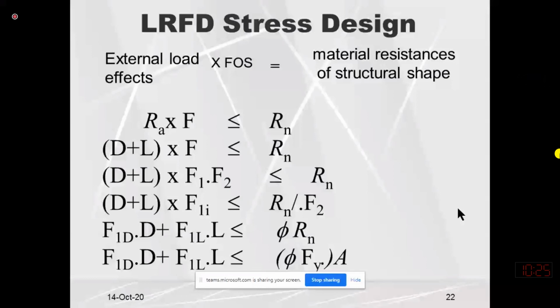So I was just explaining that in ASD, actually we are having a single factor of safety. And the factor of safety we bring on the right hand side, and the resistance of the structural shape is divided by the factor of safety. As you know, we represent the load effect by a variable RA, and the material resistance is represented by Rn. And here I'm simply representing the factor of safety by F.